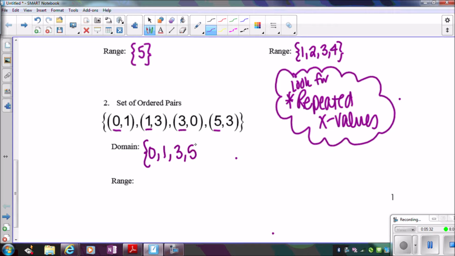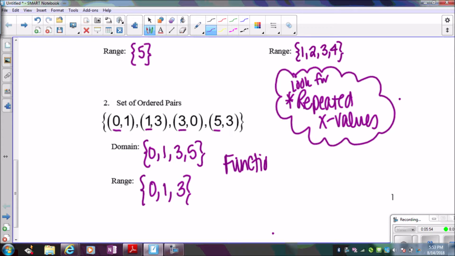Our y values, typically when you do this set notation, you write them in increasing order. So I'm going to say 0, then 1, and then 3, I'm only going to list once. Even though it's repeated, I'm just going to list it once. So this one, and I didn't write that, but this one is a function because I don't have any repeated x values. Every x value is different, so it only goes to one output. So that one's definitely a function.